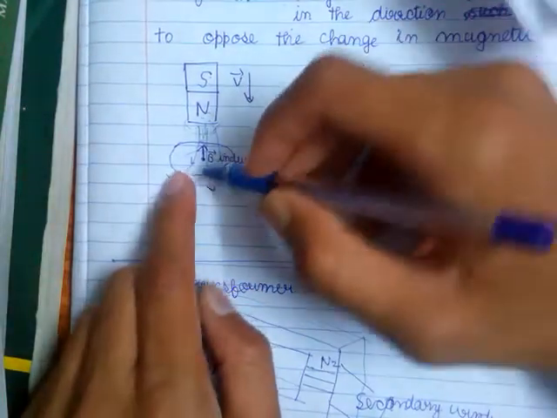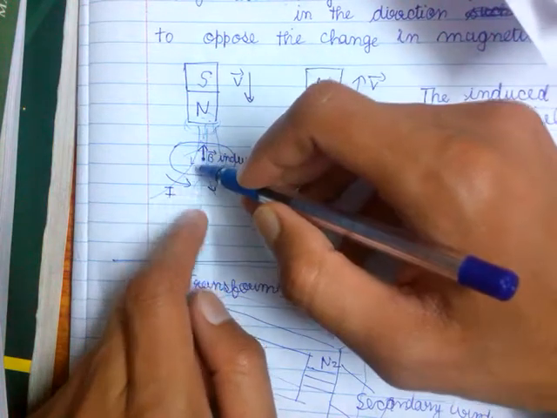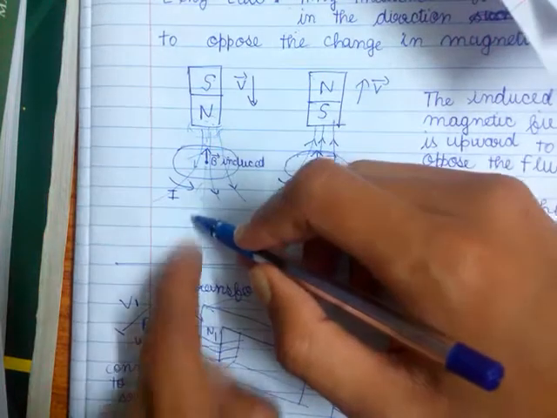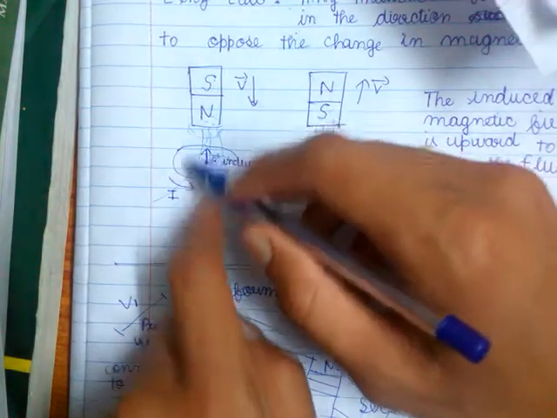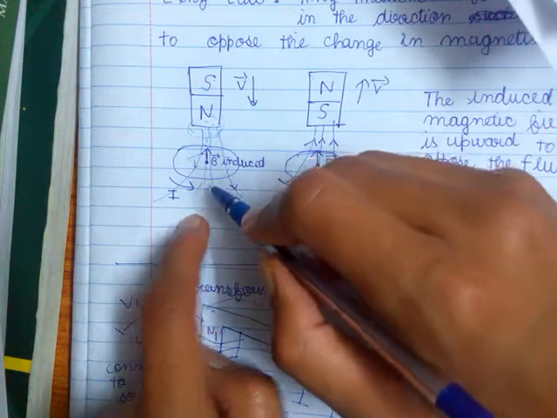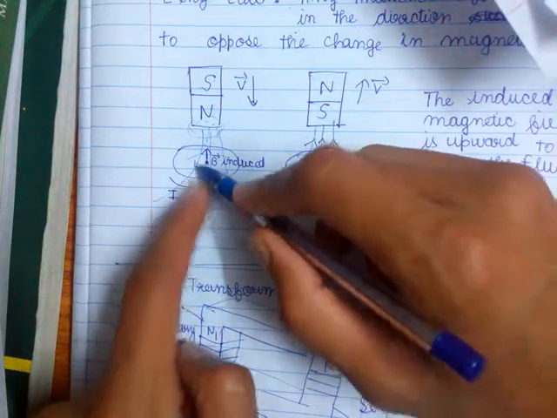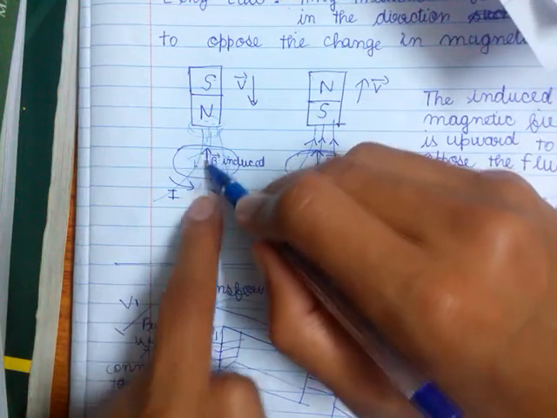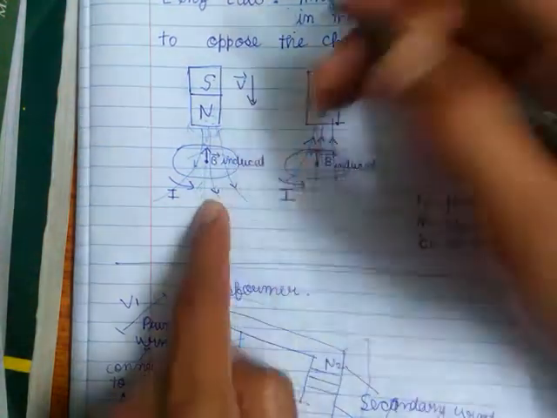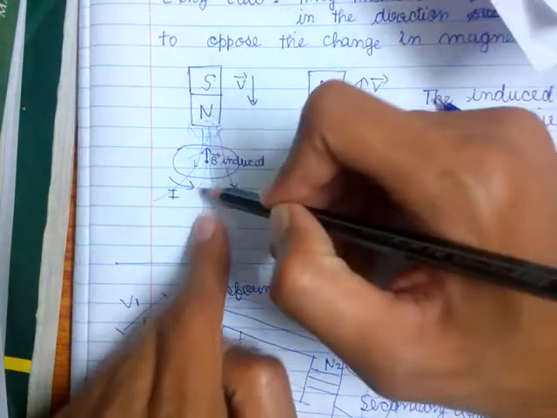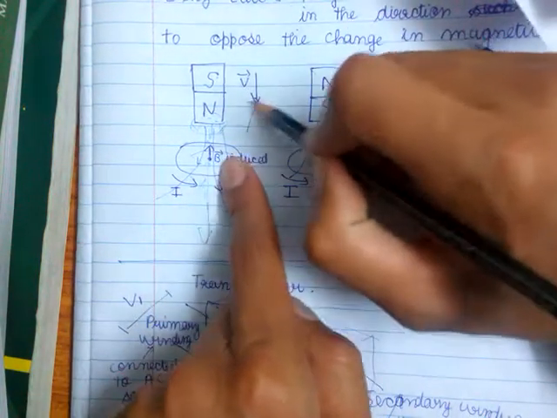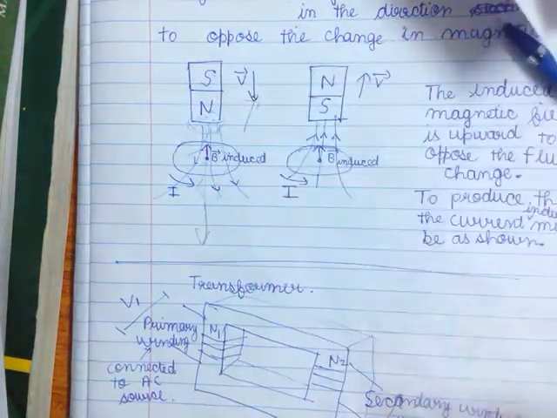So the induction effect should be such that flux downward should decrease. Since the downward flux increased, Lenz's law will try to reduce this effect and produce a flux in the opposite direction. So by moving the magnet down, we increase the downward flux, so actually the upward flux should increase. Now how can that happen?